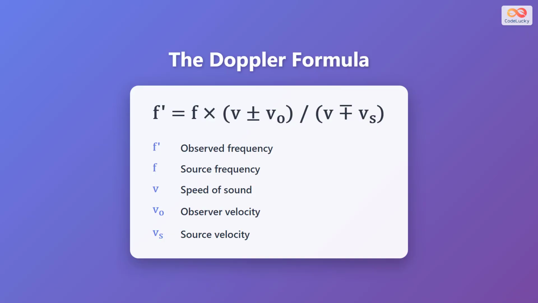The Doppler effect can be described mathematically. The observed frequency, f prime, equals the source frequency f, multiplied by the quantity v plus or minus v sub o, all divided by the quantity v minus or plus v sub s. Here, f prime is the observed frequency, f is the source frequency, v is the speed of sound, v sub o is the observer's velocity, and v sub s is the source velocity. The plus and minus signs depend on the direction of motion.